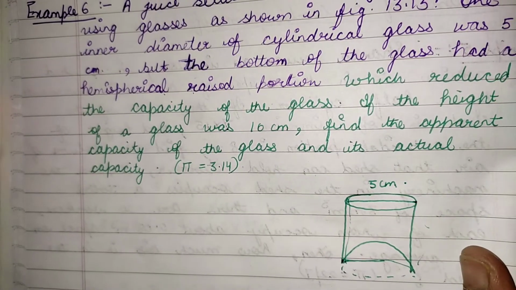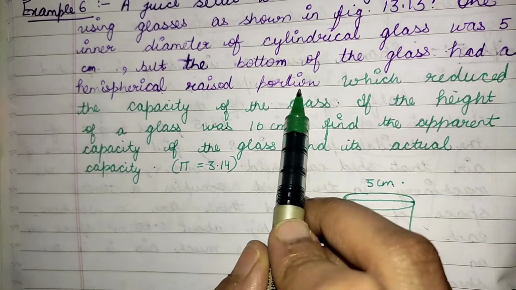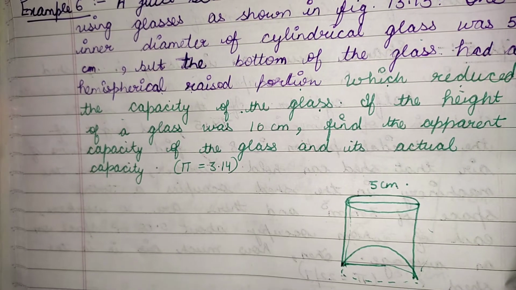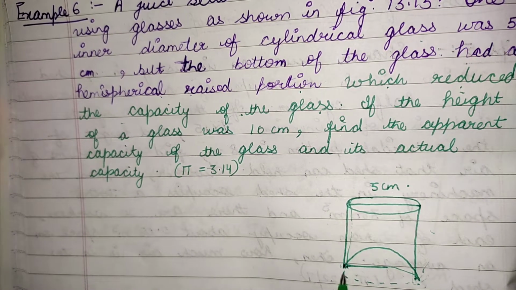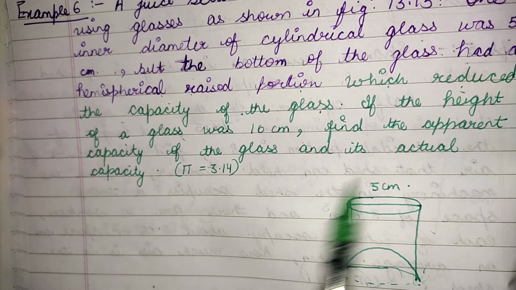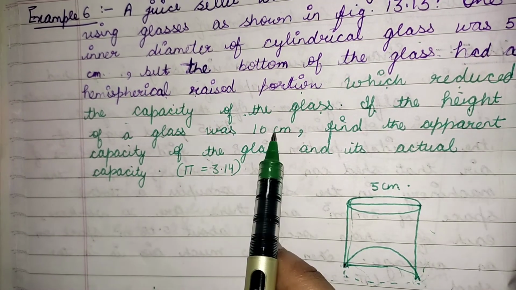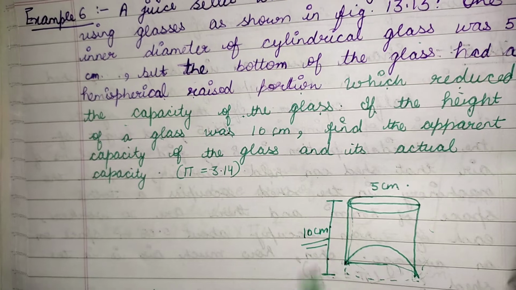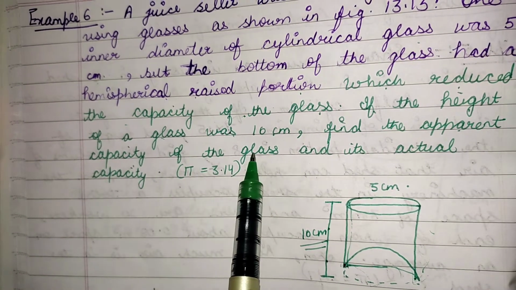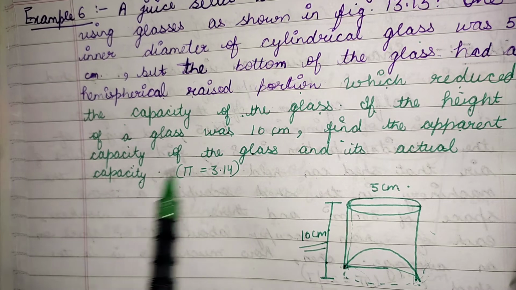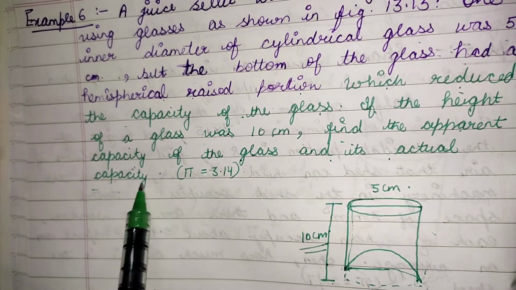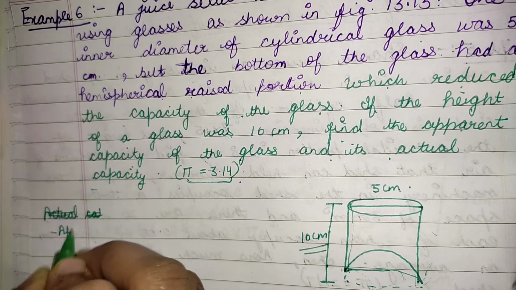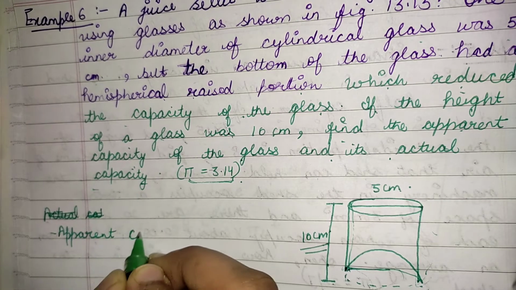But the bottom of the glass has a hemispherical raised portion which reduced the capacity of the glass. So the bottom part is in the shape of a hemisphere, and the capacity of the glass has been reduced. Now if the height of the glass was 10 centimeter, this total height is given to us equal to 10 centimeter, then we have to find out the apparent capacity and the actual capacity of the glass, and we have to take pi equal to 3.14. So apparent capacity will be equal to what?